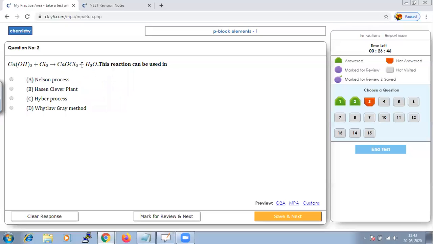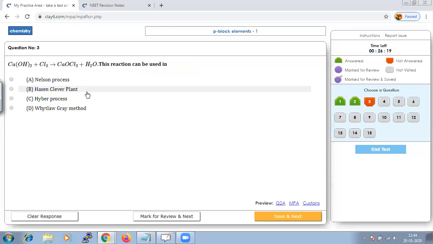Ca(OH)2 plus Cl2 gives. This reaction can be used in... This reaction is a well-known reaction for preparing bleaching powder, and we call that the Hasenclever plant for the preparation of bleaching powder. The Hasenclever plant consists of 4 cylinders of cast iron, and each cylinder is about 2 m to 3 m long.